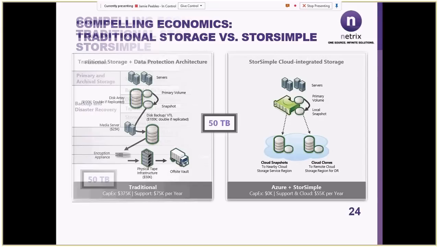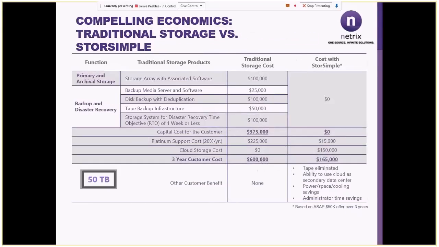Fear not, because on the next slide we've got a tabular view of exactly this pictorial representation. On the left-hand side, here's where we come up with our $375K. Our support costs at 20% per year are $75,000, and over 3 years, $225,000. Obviously there are no cloud costs in the traditional storage model. We're looking at a 3-year customer cost of $600,000.